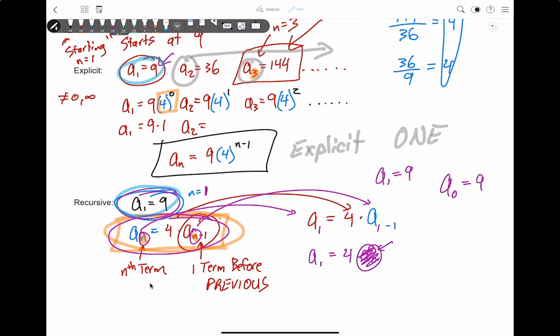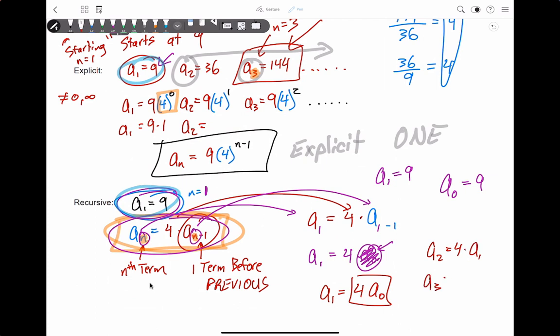So again, the first term, in order to get 9, is just everything is 9. It almost replaces it and says that everything is 9. And then again, we just go from there. The second term will be 4 times the first term.